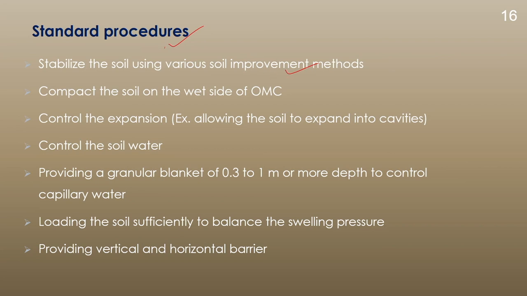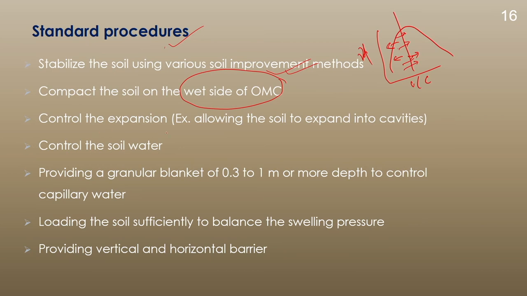We need to compact the soil on the wet side of the OMC. If we look into the dry density and water content curve, this part is known as dry of OMC, this part is known as wet of OMC. And if we compact the soil on the dry of OMC, the soil will exhibit higher swelling characteristics. If we compact the soil on the wet of OMC, the swelling tendency of the soil will decrease. So, therefore, we need to compact the soil on the wet side of the OMC.